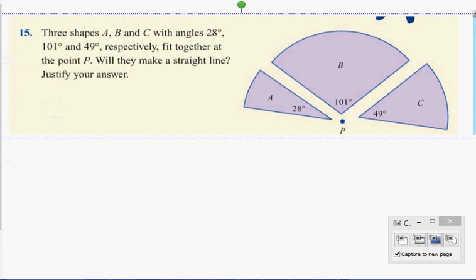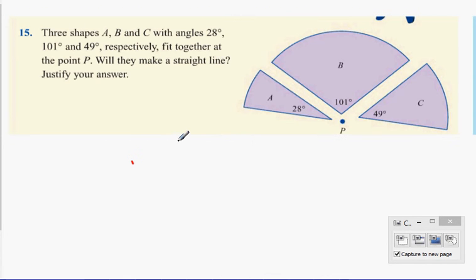Three shapes A, B and C with angles 28, 101 and 49 respectively fit together at the point P. Will they make a straight line? Justify your answer. If they make a straight line, it's got to be 180. Okay, so let's add them up together. So we have 49 plus 101 plus 28.